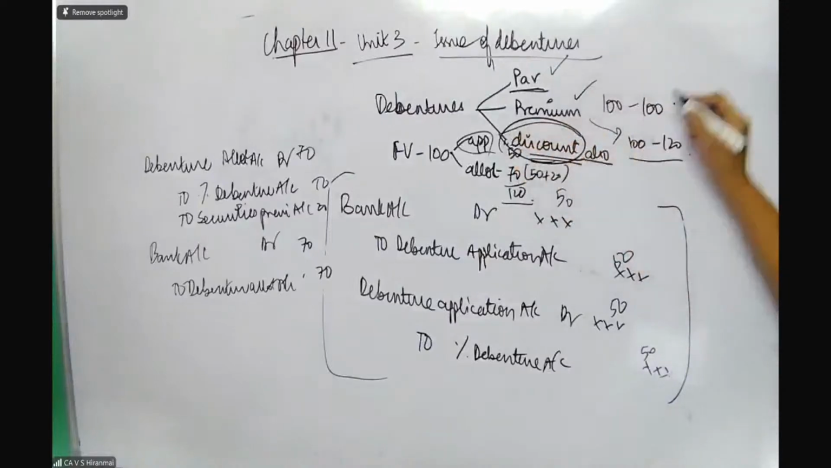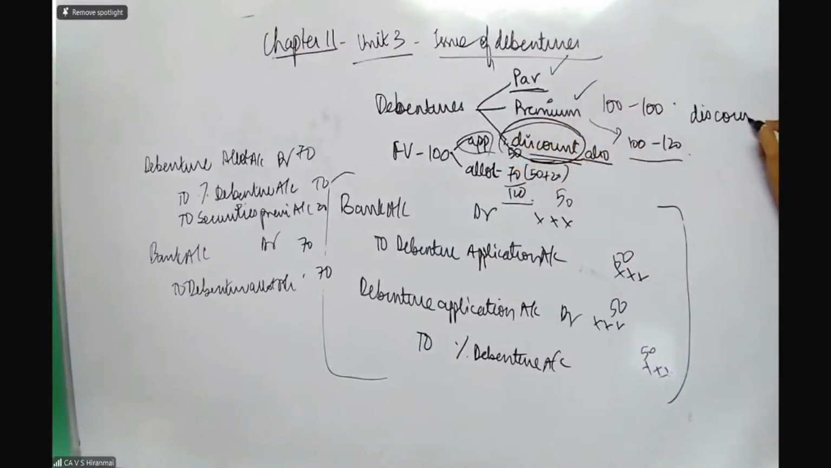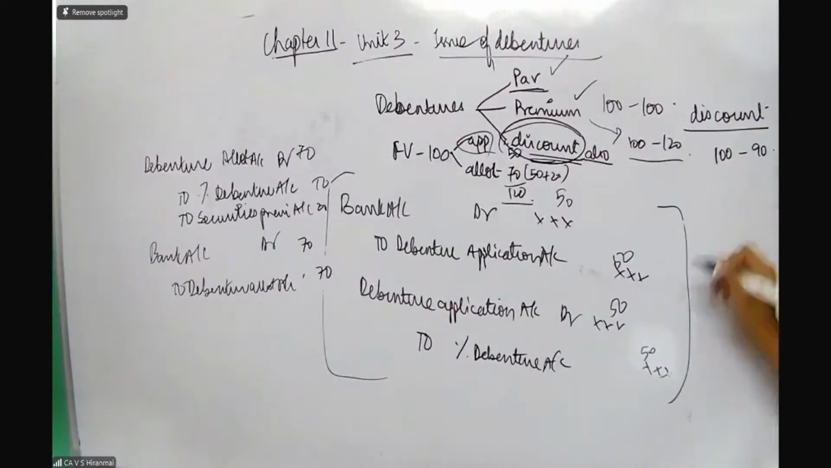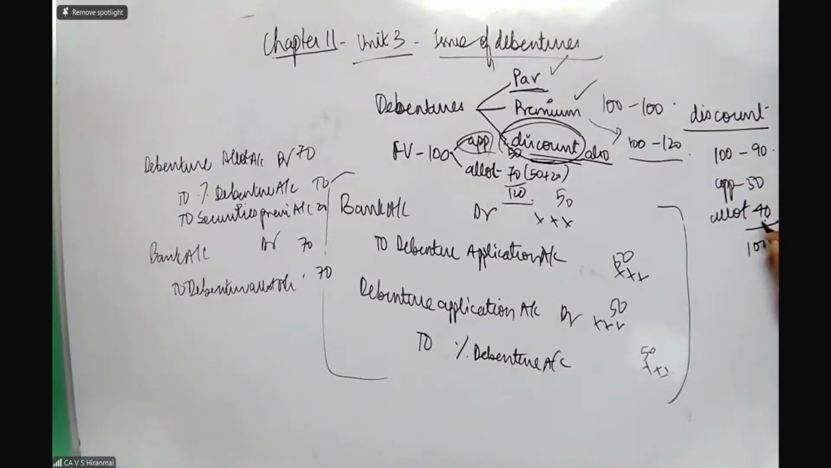Now come to discount. So this discount concept you have not seen till now. 100 rupees value issued at 90. On application 50 I have received. On allotment I received 40. Here the discount is there. Okay. So how will it be, ma?